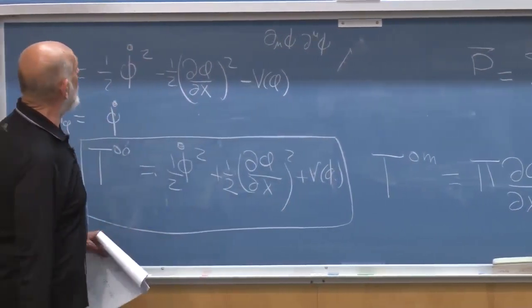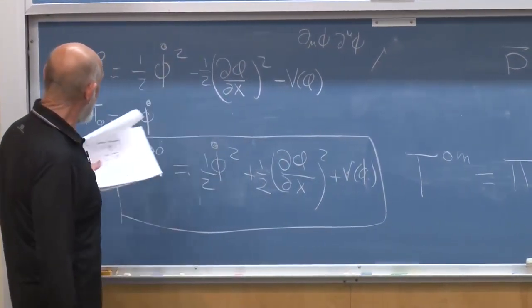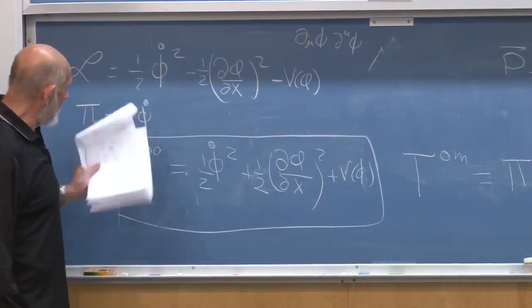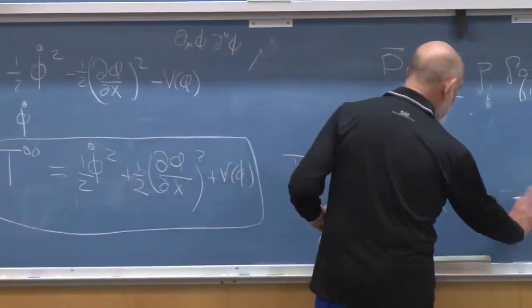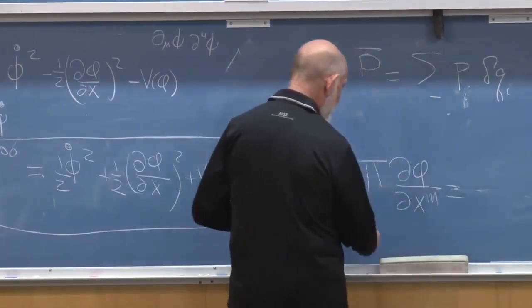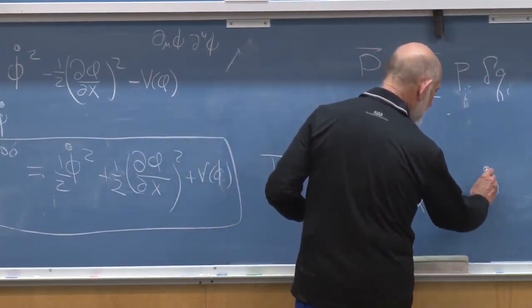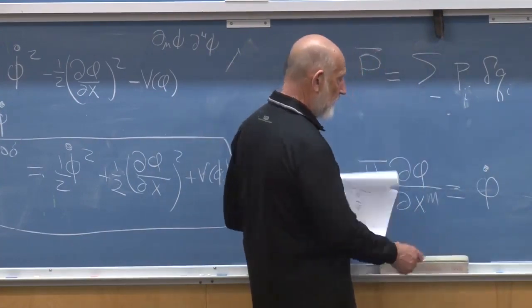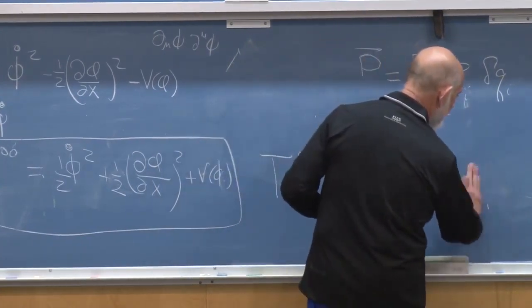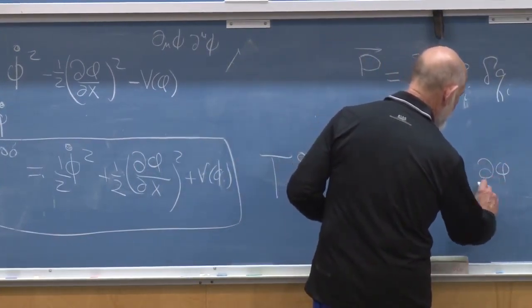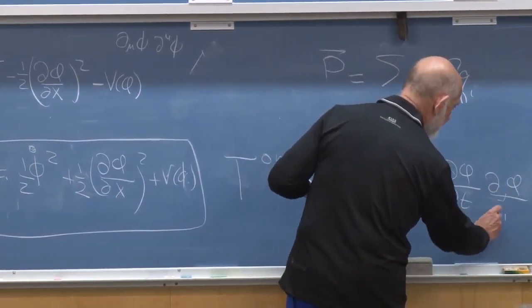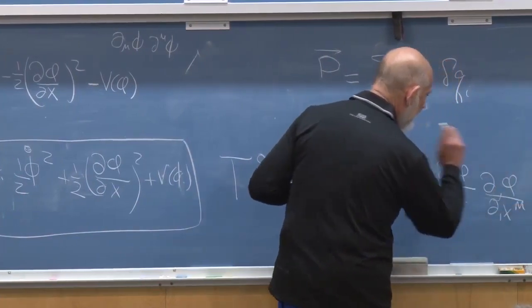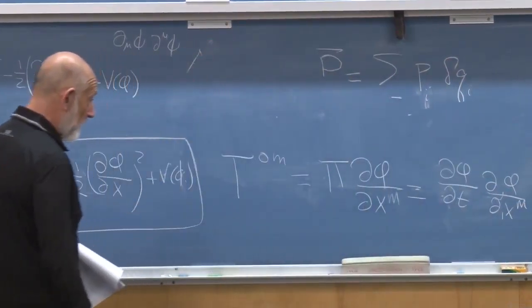Let's work it out now for our simple field theory. Here's our simple field theory. Pi sub phi is phi dot. For this very simple field theory, pi is phi dot, the derivative of phi with respect to time, d phi with respect to t, times d phi with respect to x m. That's the momentum density. A very simple expression.